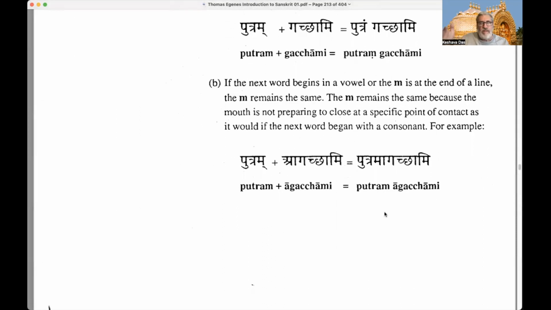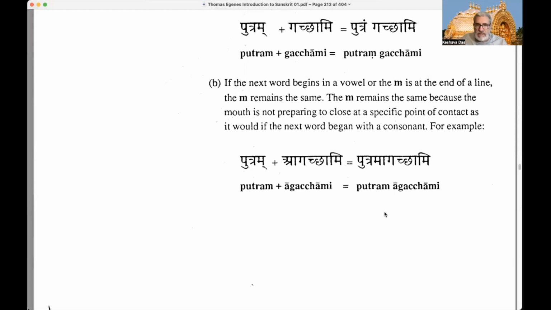And the second rule is obviously if the next word begins with a vowel, or the M is at the end of a line. What do we mean by the end of the line? When there's a danda or double danda, a comma or a full stop coming after the M, then the M remains the same. So at the end of a half verse or the end of a full verse in a sloka form, the M will just remain the same. The M remains the same because the mouth is not prepared to close at a specific point of contact as it would if the next word began with a consonant.